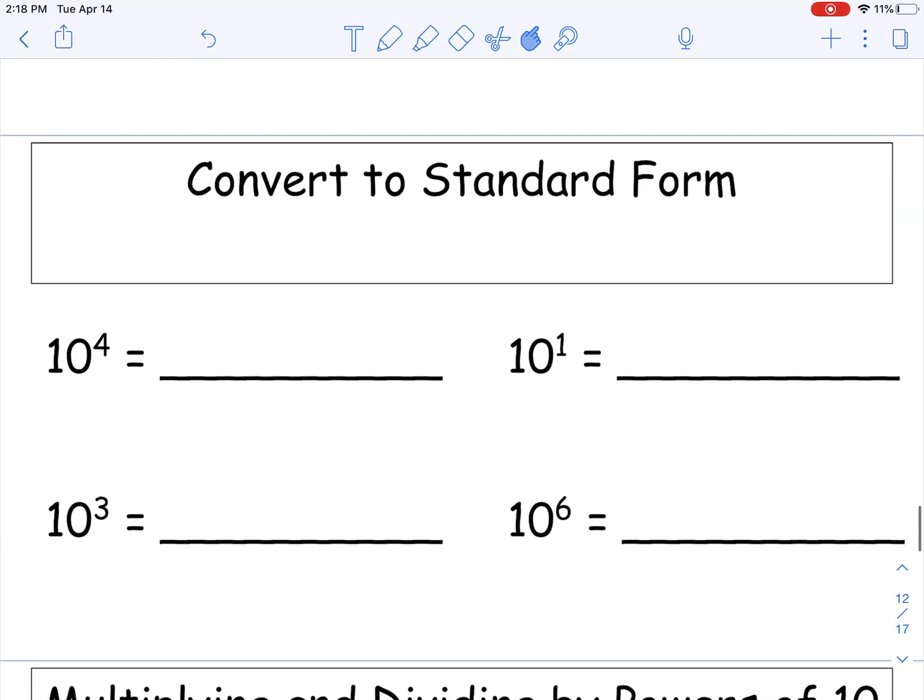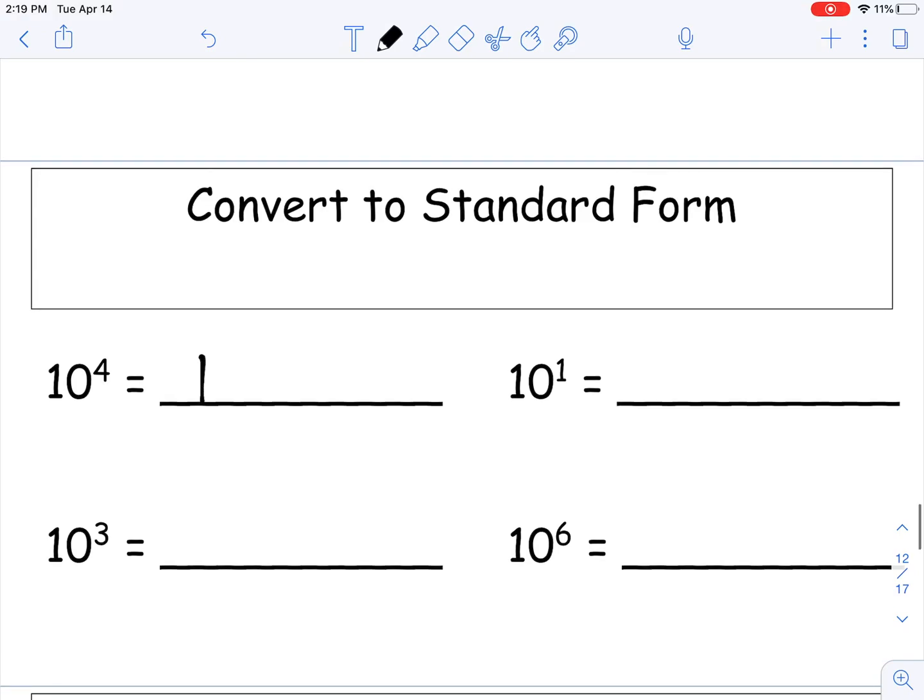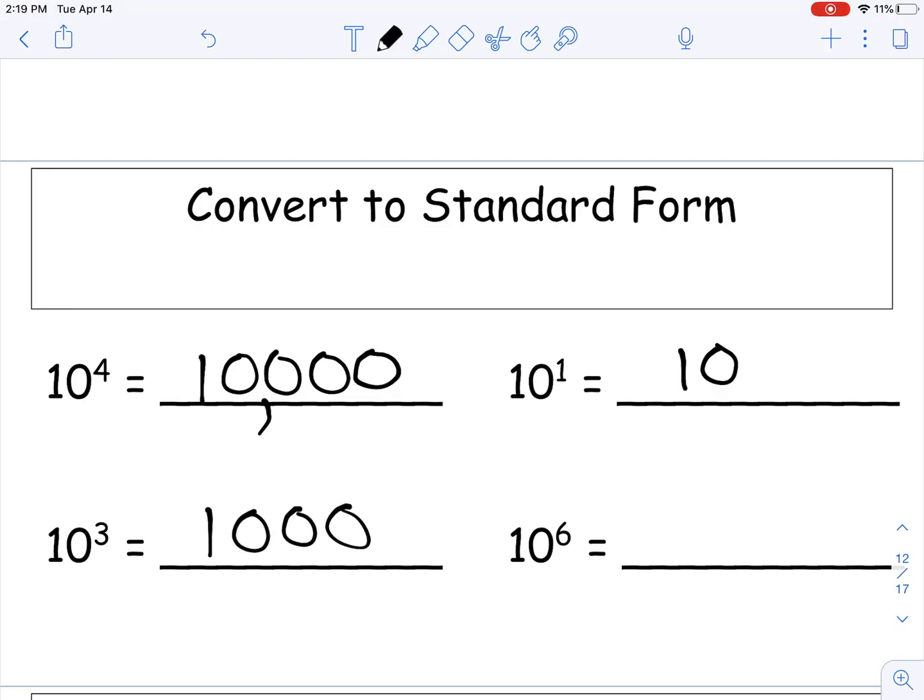All right, so now we're going to do the opposite. We always start with that 10, and then we count how many zeros we need. So this has 4, so I need to have 4 zeros in my number. 4 zeros, and then put my comma. This one just needs 1 0, so it's 10. 3 zeros, so it's 1,000. And 6 zeros. 1 2 3 4 5 6, and then put your commas in, so that'd be 1,000,000.